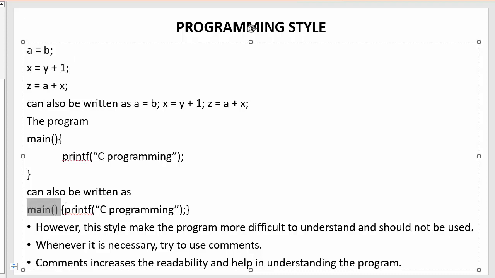If you have a habit of writing instructions in one line, it will make it difficult for the programmer and also the readers to read and understand the instructions. Whenever it is necessary, try to use comments. Comment is a very important feature of every programming language. Comments describe your code. Comments help you and your readers to understand your code. So whenever it is possible, you should increase the use of comments in your program. Comments increase the readability and help in understanding the program. That's what I told you.